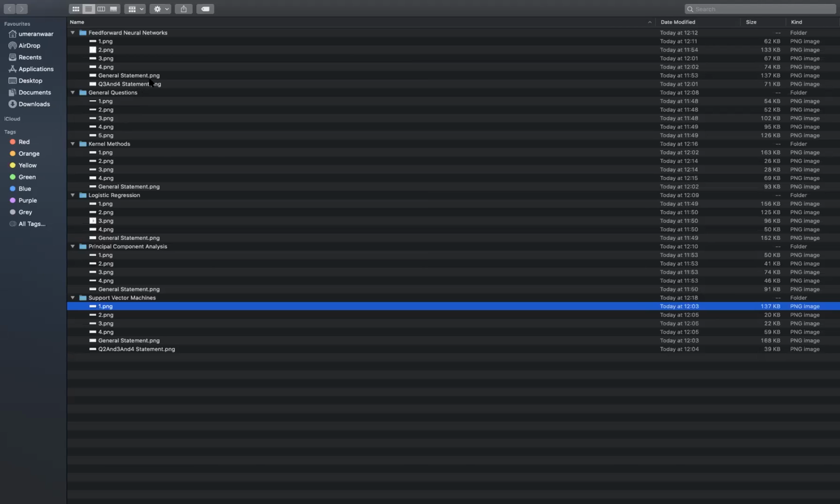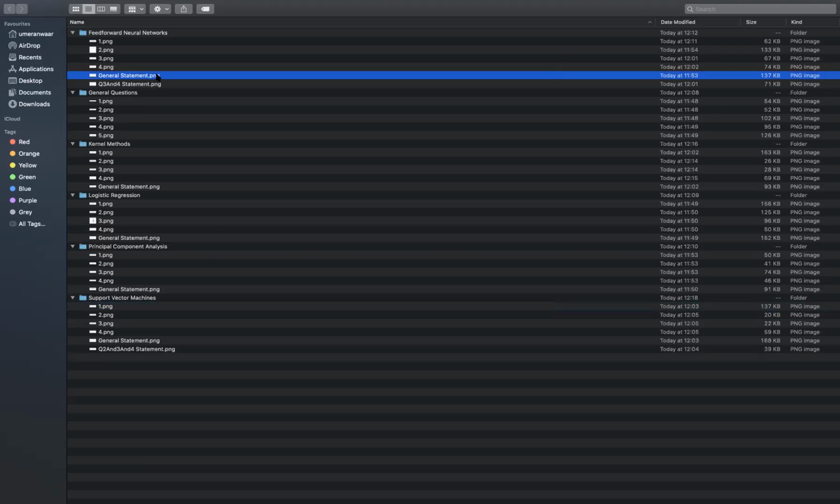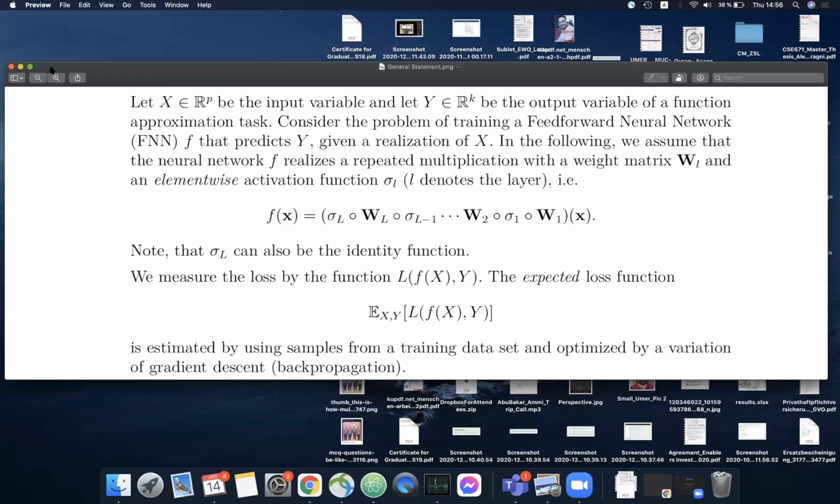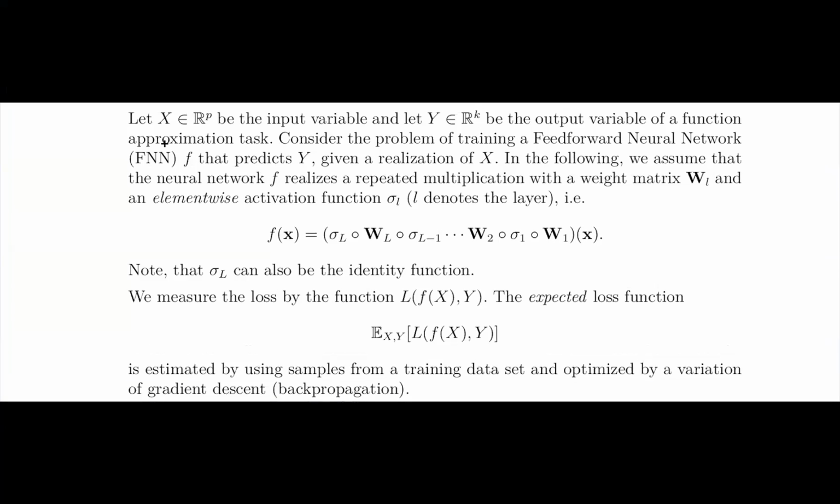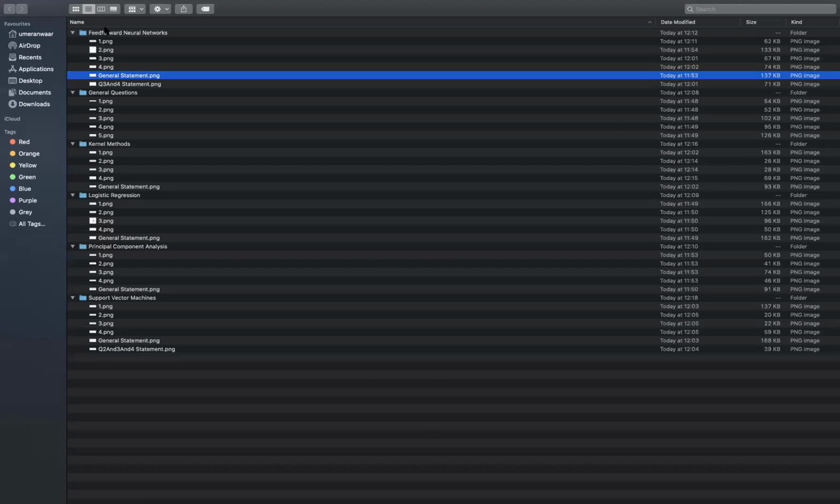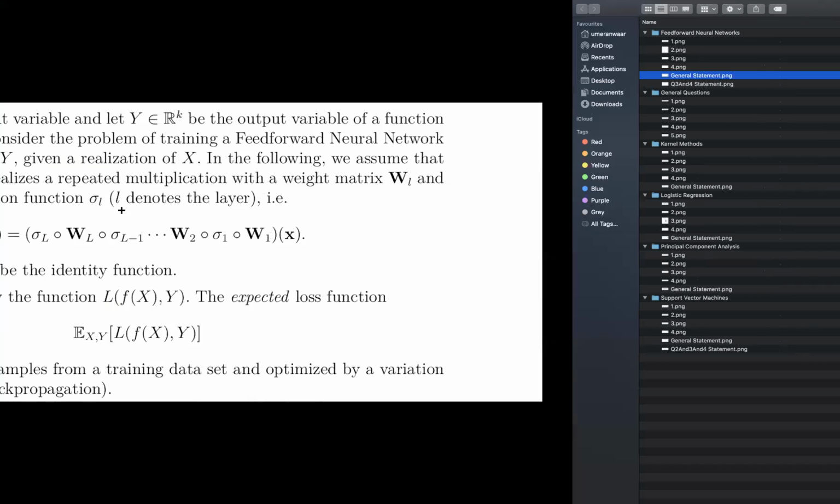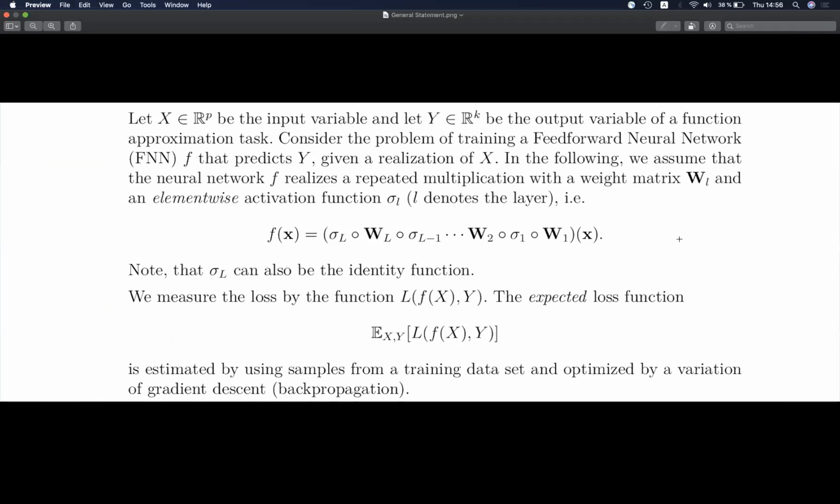Okay, so let's just say, what is this general statement? So this general statement is just for a general setting. So this is for the feed forward neural networks. It would formally define the problem for which we are expecting you to answer the MCQs. And this is a very general statement, just so that you are familiar with the notation, and that would be consistent in the exam.